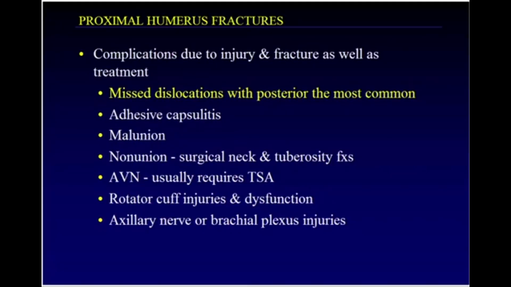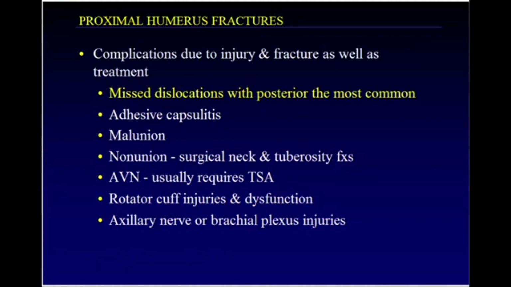Proximal humerus fracture complications are due to both the injury and the fracture as well as the treatment. The most common complication that we see is the missed posterior dislocation. So remember again, the patient with the lesser tuberosity fracture, keep driving this point home, you must recognize and rule out the possibility of posterior shoulder dislocation.